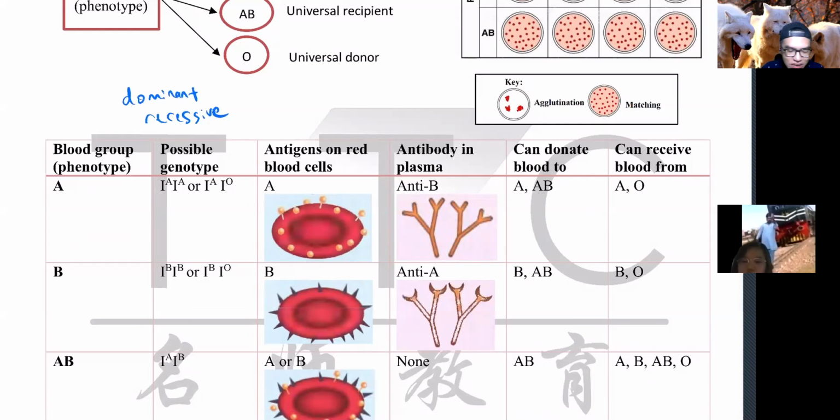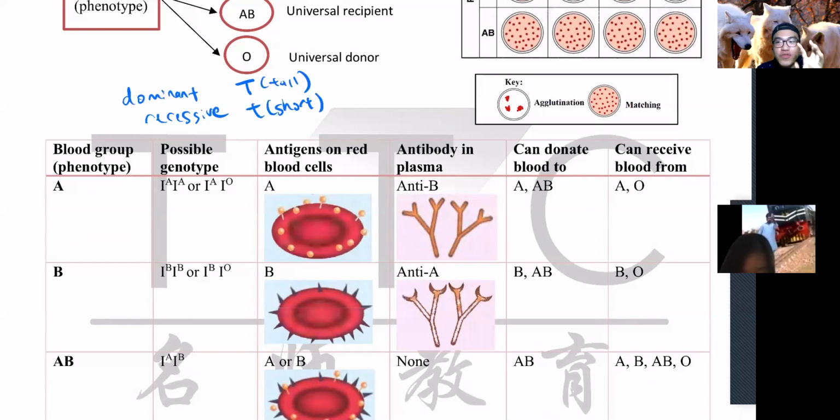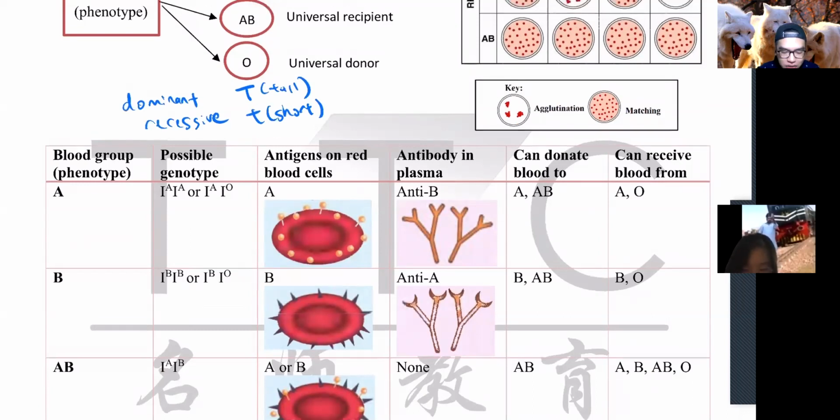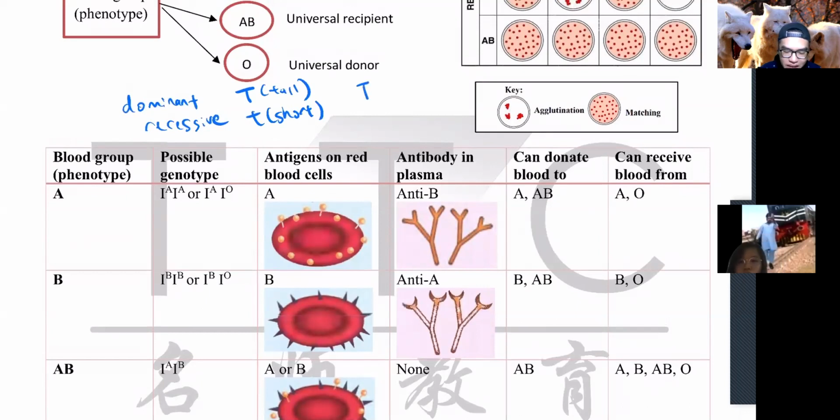For example, dominant gene. For height, usually we represent with a big T. Big T is a tall gene. Recessive is small t, which is a short gene. So if you still remember, you get half your chromosomes, 23 from your daddy, and then 23 from mommy. You have 46. So you get half from your dad, half from your mom. If your dad gives you a big T and your mom gives you a big T, congratulations, you are tall.